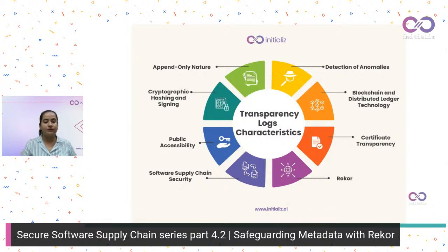Then we have cryptographic hashing and signing, of course, because it is necessary to encrypt the data. Then there's public accessibility, just like we talked about, how the public can see this. It is open like a logbook and keeps you accountable. Then, of course, software supply chain security, that is the byproduct, and the tool Rekor that we'll be talking about. Yes, the certificate transparency. These hashes and metadata annotations record that your container was signed, and it stores it with a timestamp.